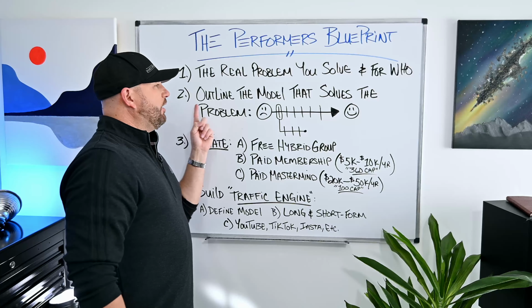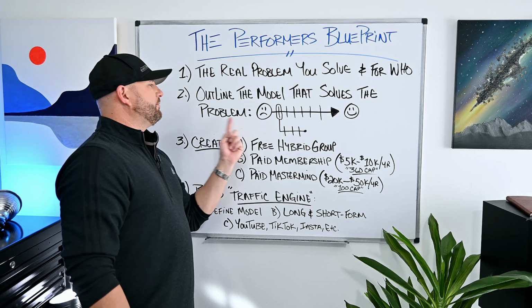And who are you doing that for? Are you helping kids lose weight? Are you helping elderly lose weight? Be defined. Today in a world where there's abundance in every place, every shape and size, you need to be ultra defined with who it is that you're working with. That's number 1. Number 2, outline the model that solves the problem.